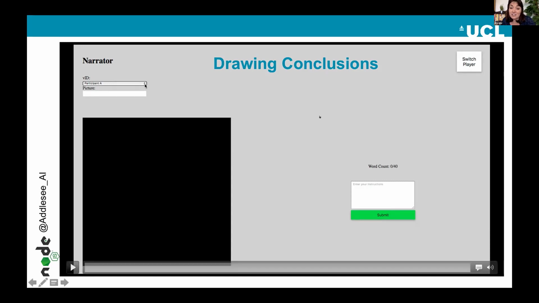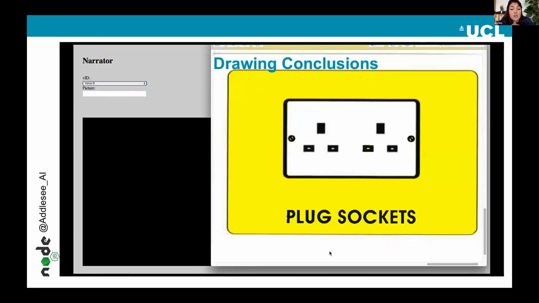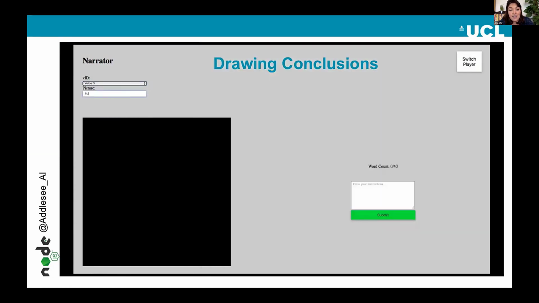So this is the screen that the narrator would have seen, and it went something like this. The narrator would choose their synthesized voice from a drop-down menu, choose a picture from a picture deck that we supplied to them, and then they would try to type instructions to tell the artist how to draw that picture. Importantly, these written instructions were then said aloud in the text-to-speech voice that they had chosen for themselves.